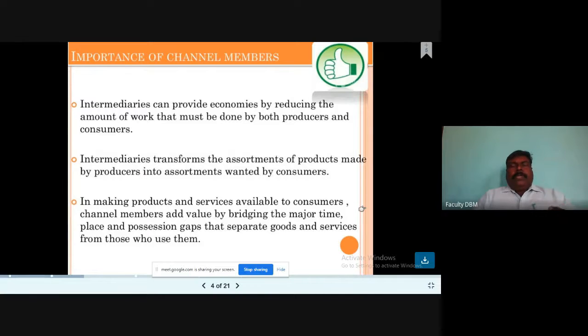For example, if you want to buy some apples at your home, it's very difficult. Why? Because apples are grown at Simla in Himachal Pradesh. If you want to go and get those apples, it is time consuming and not economical. And you can see that a hawker comes before your house and sells apples to you. So many intermediaries are involved in making the apple available to you. From Himachal Pradesh, so many people carry these boxes and do the trading till it reaches you. So these are bridging the major time, place, and possession gaps that separate the goods and services.